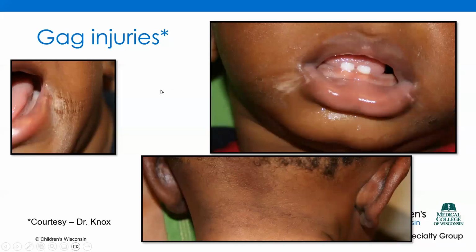And then we see gag injuries. These slides were from Dr. Barbara Knox, who was in the state of Wisconsin for a while. And this child had true ligature, that it went all the way around the child's neck and wrapped into the mouth. And we call it a gag injury because the mouth was involved.